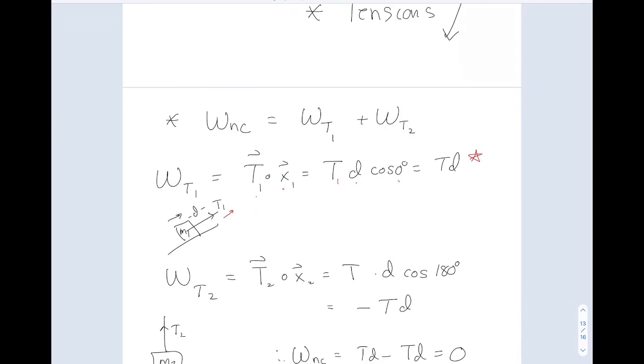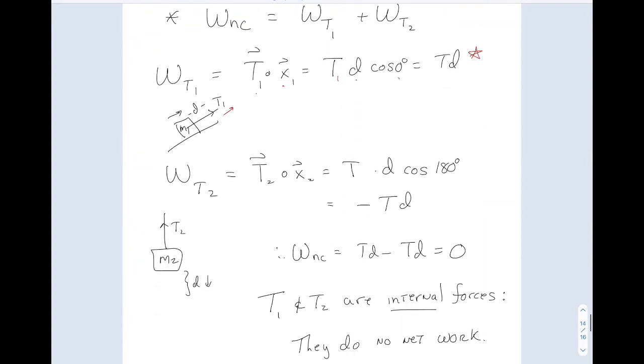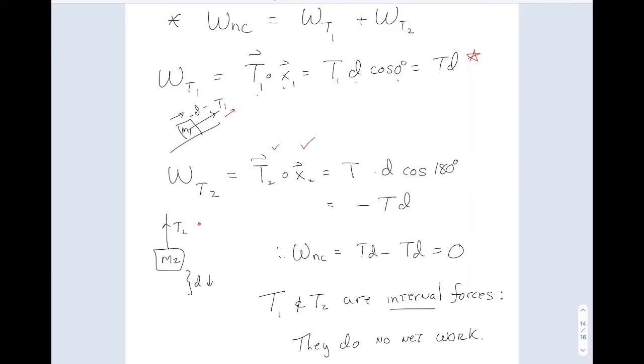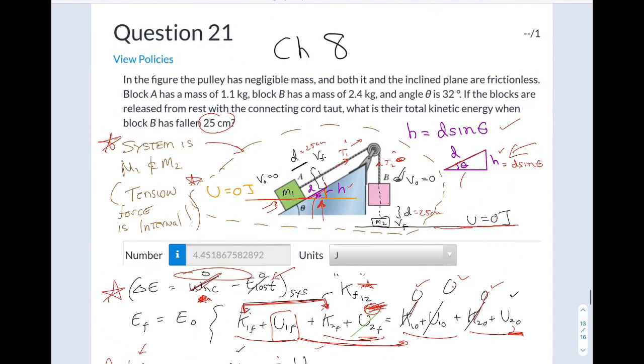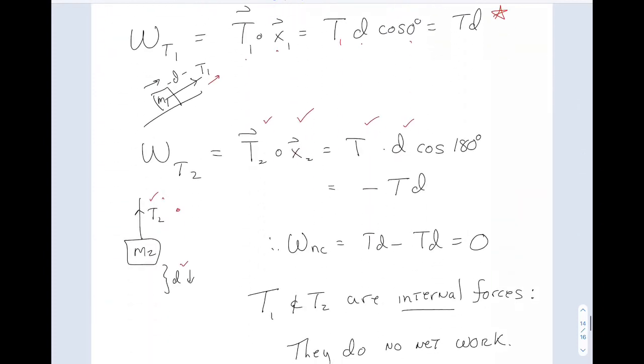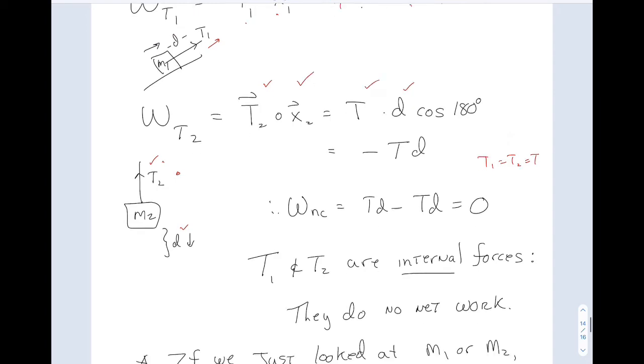Okay. Now the work done by tension 2. Tension 2 points up, right there. The work done by tension 2 is tension 2 dotted into the displacement. So it's the tension times the distance it's moving times the cosine of the angle between them. One points up, one points down. Cosine of 180 is -1. And remember, these tensions are equal. The tension in the string is equal, so T1 is equal to T2 is equal to T.